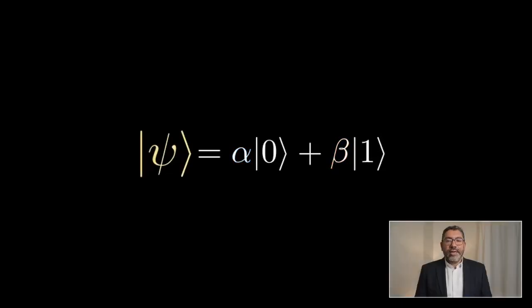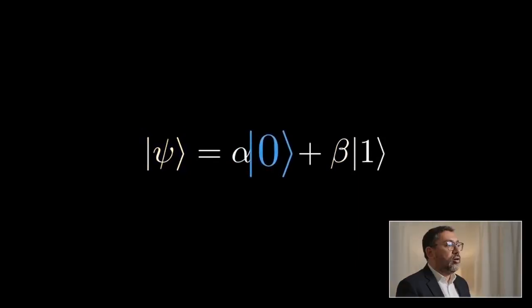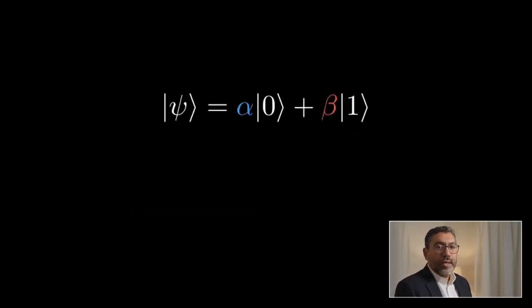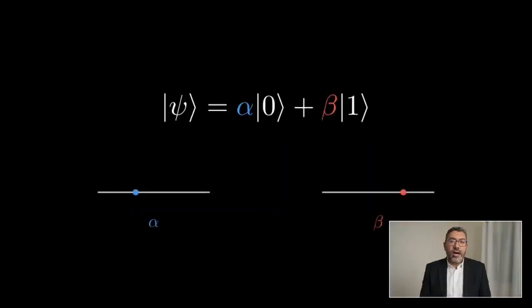This symbol, ket psi, means the current state of the qubit. It is made from two basic states, ket 0 and ket 1. The numbers alpha and beta are called amplitudes. They tell us how much of 0 and how much of 1 exists in the state.